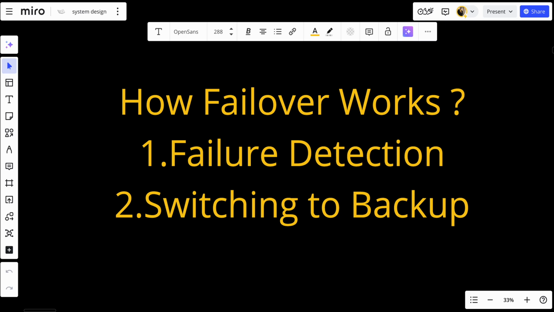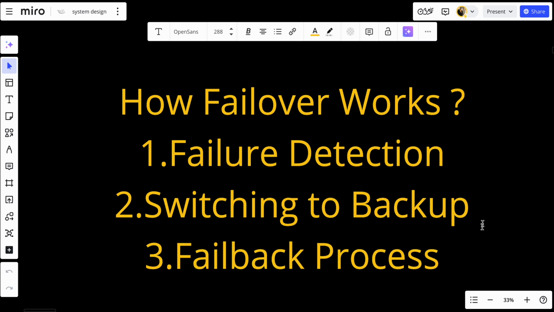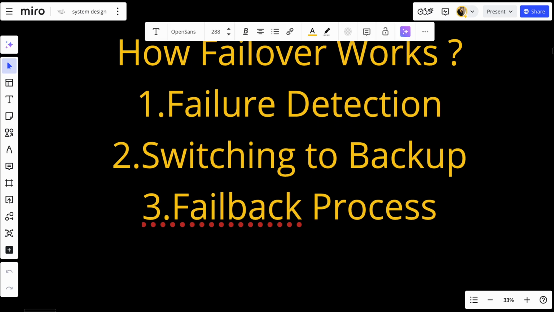And three, the failback process. Once the primary component is fixed, the system can undergo a process called failback, where it switches back to the original component, often during a low traffic period to avoid disruption.